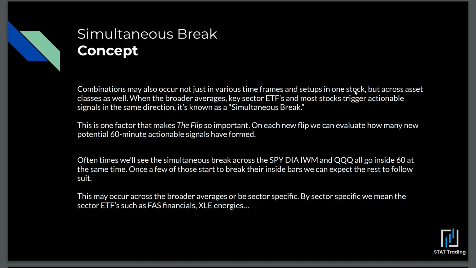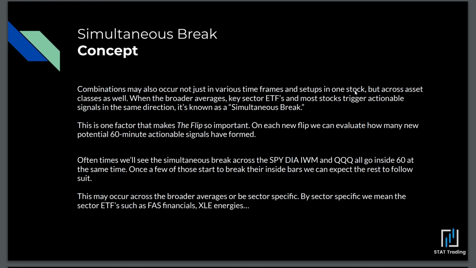So now let's talk about the simultaneous break. So combinations may also occur not just in various timeframes and setups in one stock, but across asset classes as well. So when the broader averages, key sector ETFs, and most stocks trigger actionable signals in the same direction, it's known as a simultaneous break. This one factor makes the flip so important. On each new flip, we can evaluate how many new potential 60-minute actionable signals have formed. And that's one of the 4 major timeframes, so it's important.